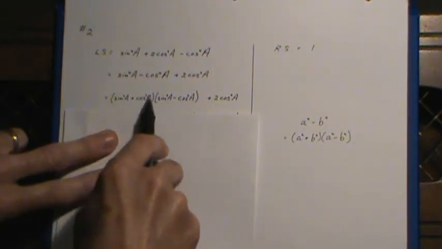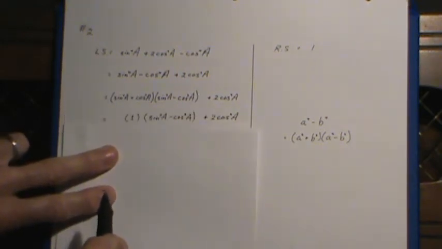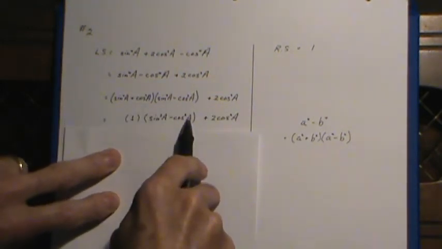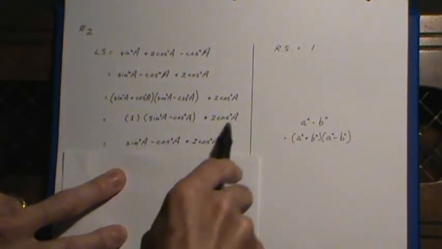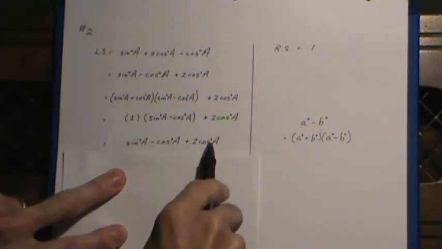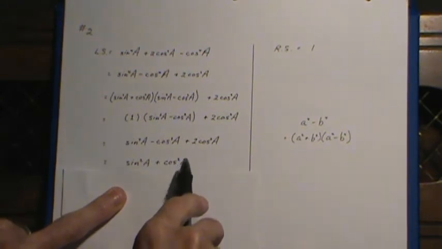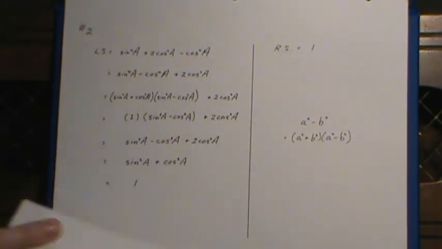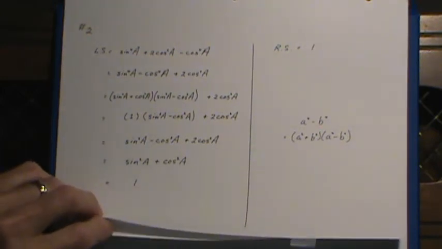this bracket is simply a 1 because it's sine squared plus cos squared. So it's 1 times this, which results in just sine squared minus cos squared, plus the 2 cos squared, and when you add these two together, take the cos squared from 2 cos squared, we've got sine squared plus cos squared, which again equals 1. So that sine squared plus cos squared equals 1 shows up quite a bit in these identities.